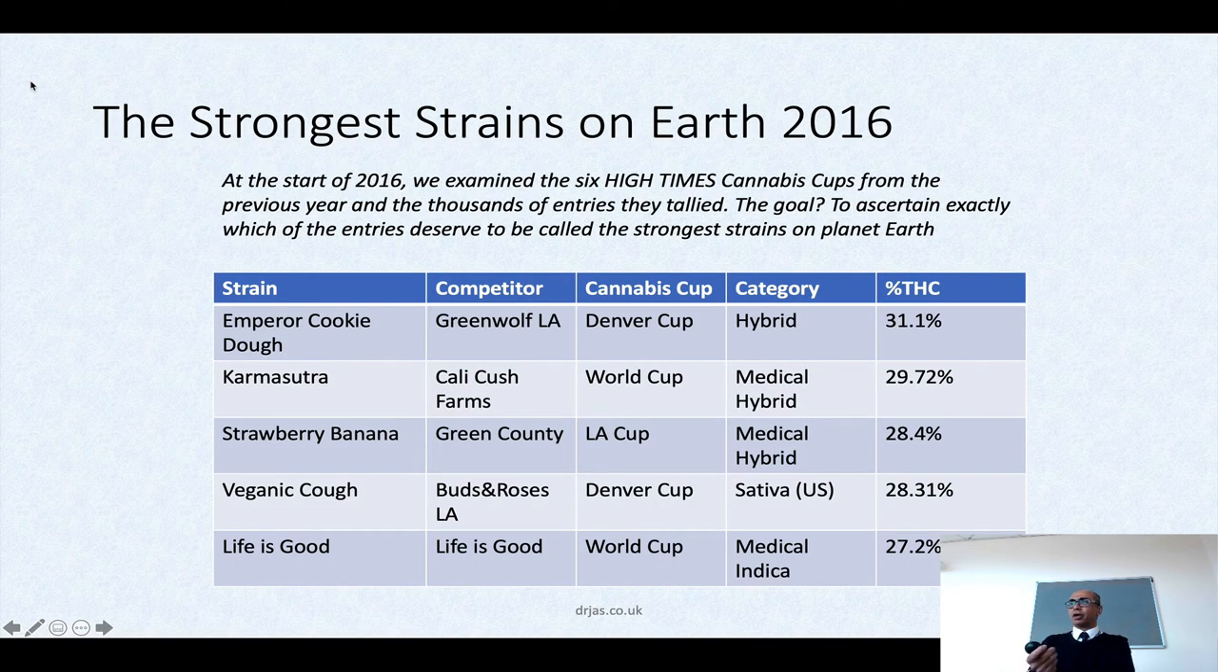And a slightly old slide now, but there is a cannabis cup that is organised in the US, and was a competition for growing the strongest weed, and you get weeds with up to 30% THC. I mean, this is just incredibly, well, scarily strong amounts of THC.